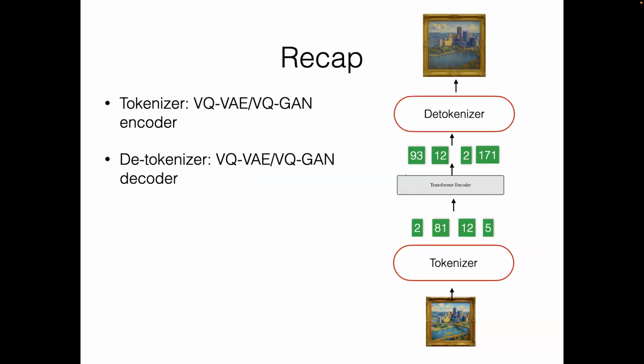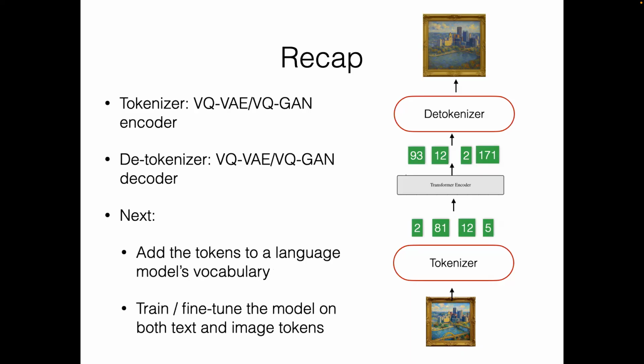But I want to return to our original goal, which was to try to incorporate this into a language model. We actually saw how to do this, in the sense that we now have this tokenizer and this detokenizer. So next, we can just add these tokens to the language model's vocabulary, and we can train or fine-tune a model on both text and image tokens.